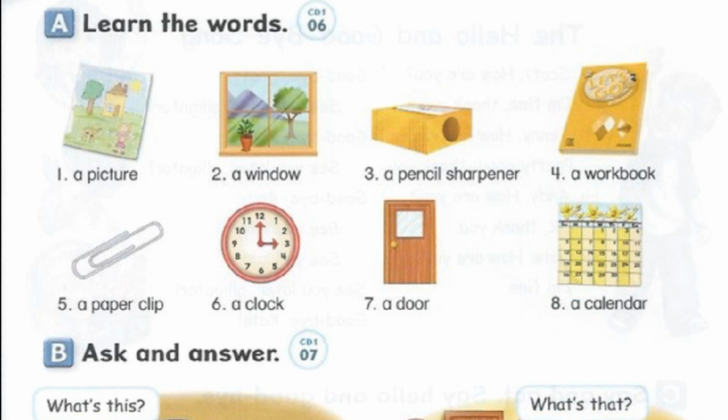Let's learn the words. A picture, a window, a pencil sharpener, a workbook, a paper clip, a clock, a door, a calendar. In this picture, we use a with all the words because all the words are singular nouns. So always use a with singular nouns.